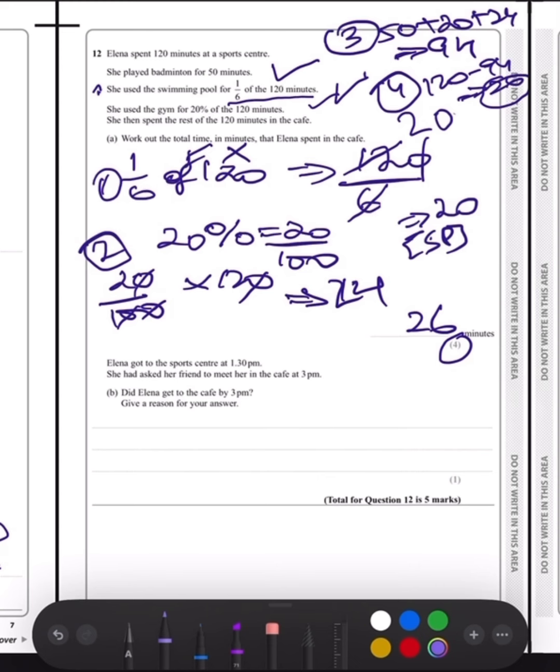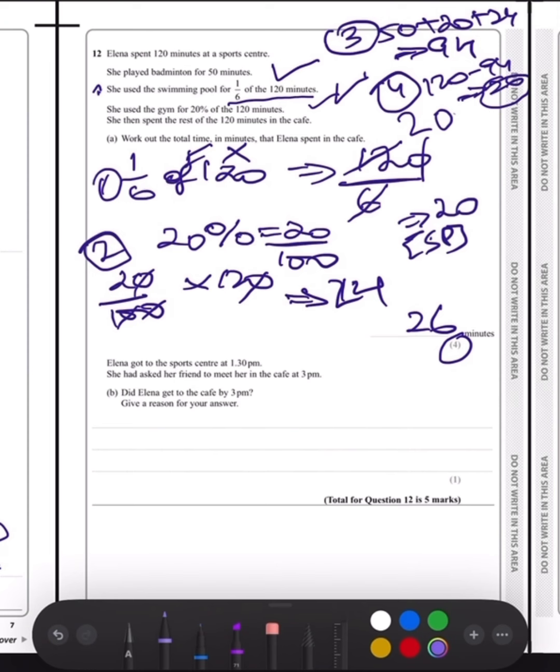And then the next question is, Elena got to the sports center at 1:30 p.m. She asked her friend to meet her in the cafe at 3 p.m. Did Elena get to the cafe at 3 p.m.? So now they've given us a statement, right? So the statement basically is, let me repeat this again. Elena got to the sports center at 1:30 p.m. Then after that, she asked her friend to meet her in the cafe at 3 p.m. Did Elena get to the cafe by 3 p.m.?